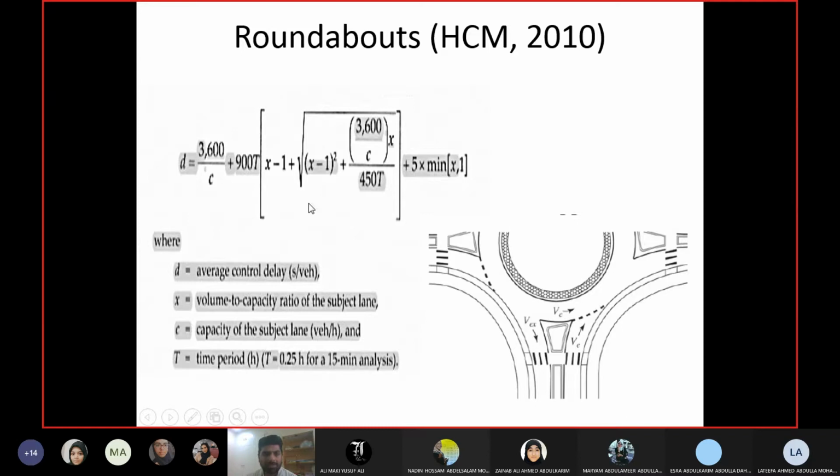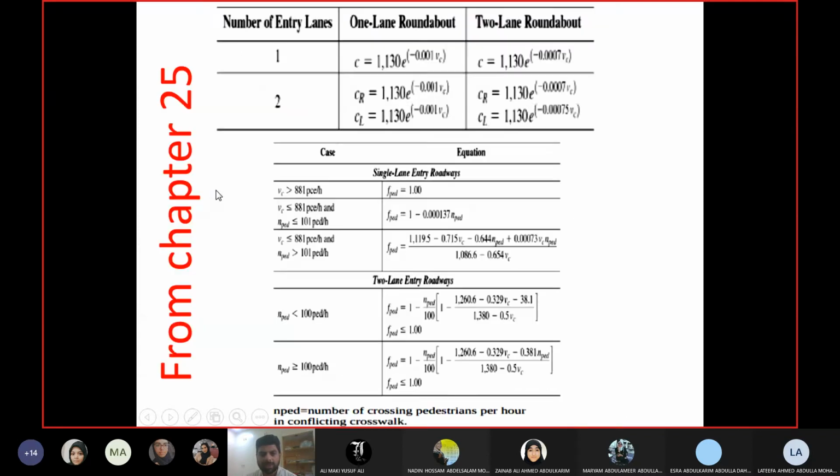Now in this equation, I need the capacity. How to find out the capacity? For capacity, I have these equations. See the first table on the top. These are the equations which are taken for capacity.